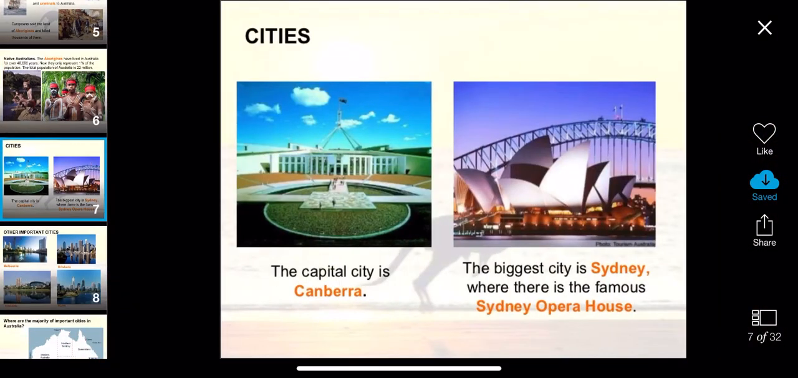Some of the cities that are important in Australia is the capital city of Canberra. Canberra. Can you say it? And another famous thing is Sydney, where the Sydney Opera House is. Sydney's Opera House is very famous because of the weird-shaped building. Opera is a type of music.